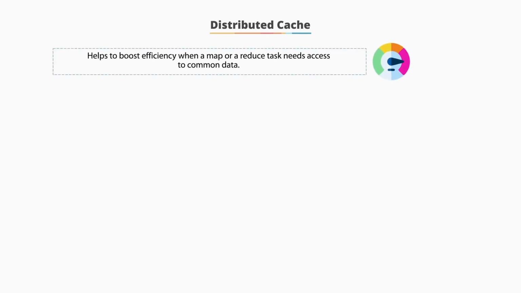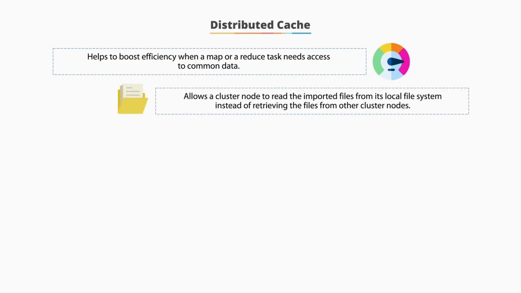Let's look at distributed caching. A distributed cache is a Hadoop feature to cache files that are needed by the applications. A distributed cache will help boost efficiency when a map or reduce task needs access to common data. It allows a cluster node to read the imported files from its local file system instead of retrieving the files from other cluster nodes in the environment.